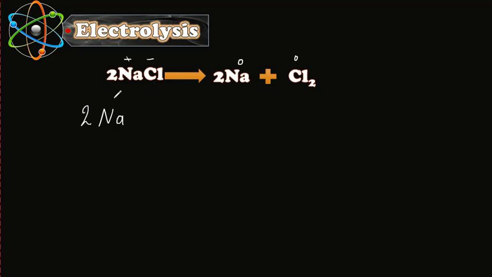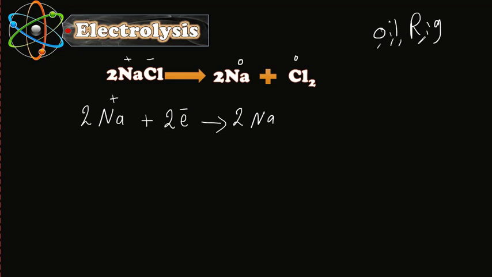So 2Na+, it is positive, right? So will it gain or lose? It will gain electrons, plus how many electrons? 2, because we have 2 atoms. Every atom will gain 1, to give us 2Na. So now is this oxidation or reduction? OIL RIG: oxidation is losing, reduction is gaining. So this is gain, so it is reduction.